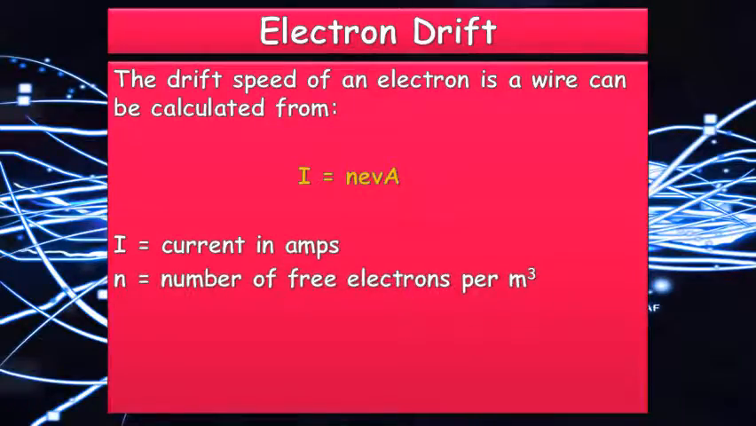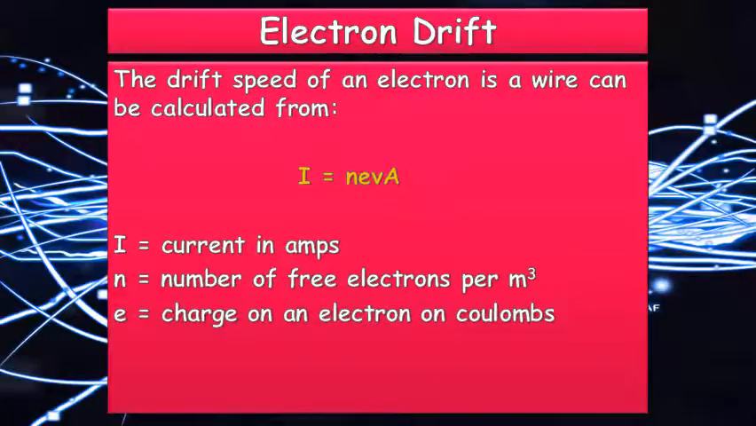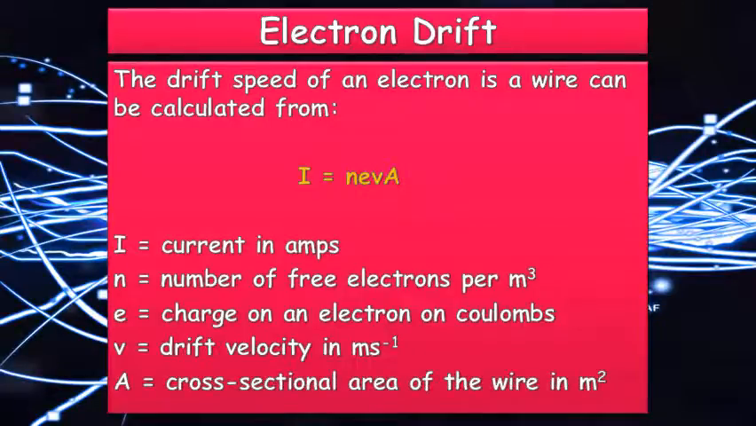n is the number of free electrons per meter cubed. e is the charge of an electron in coulombs. And v equals the drift velocity in meters per second. And finally, A is the cross-sectional area of the wire in meters squared. So if you have a wire like that, then that's going to be the cross-sectional area, A, of the wire.